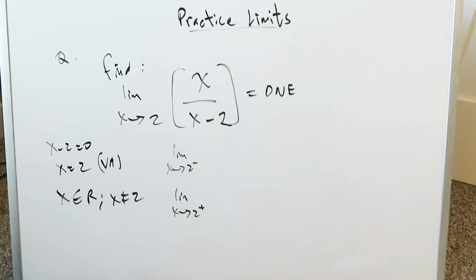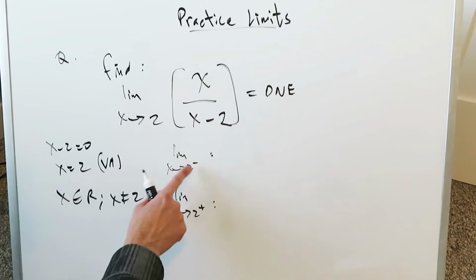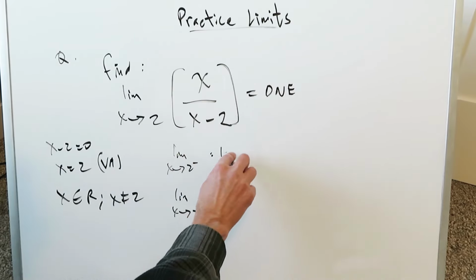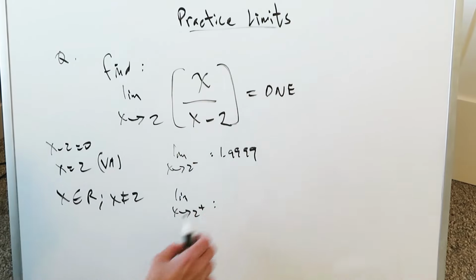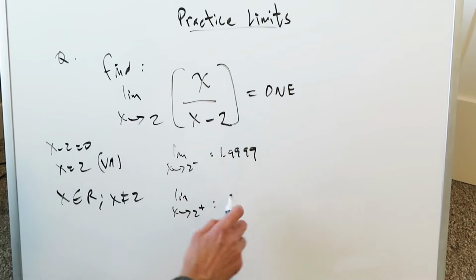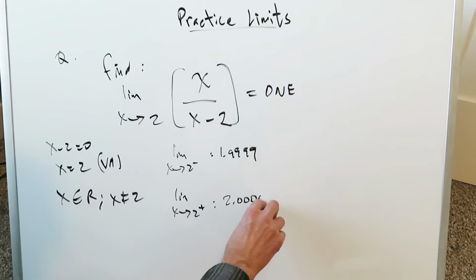What can we do over here? Well, come up with some approximated value. If you have a value 2, a value very close to it from the left side would be 1 point and a bunch of 9s. From the right side of 2, a good value very close to it would be this.